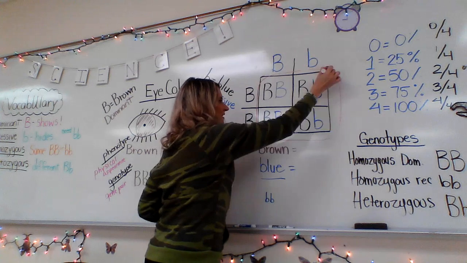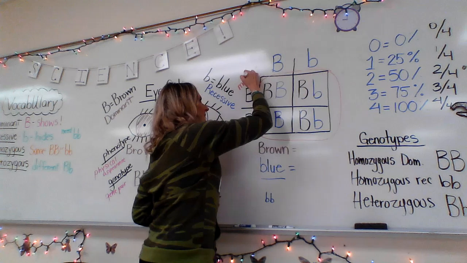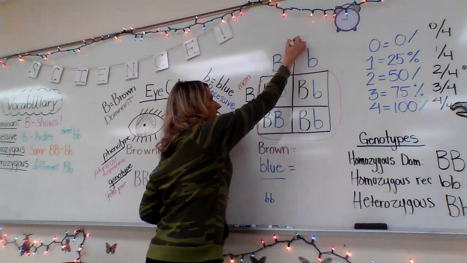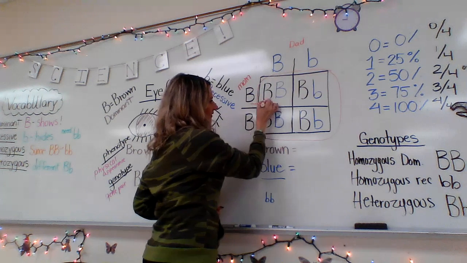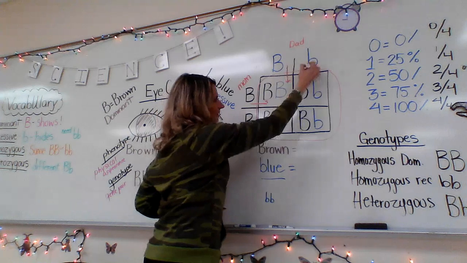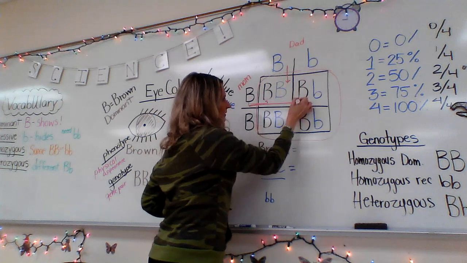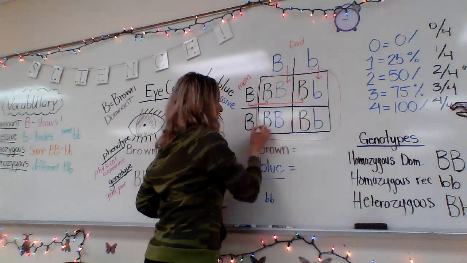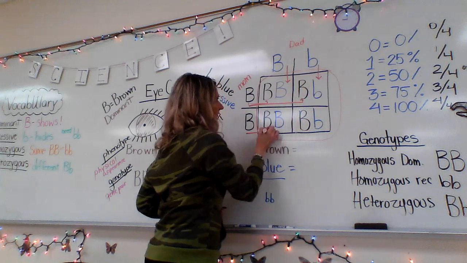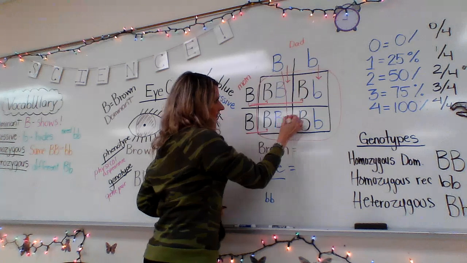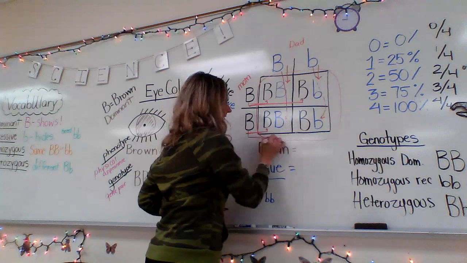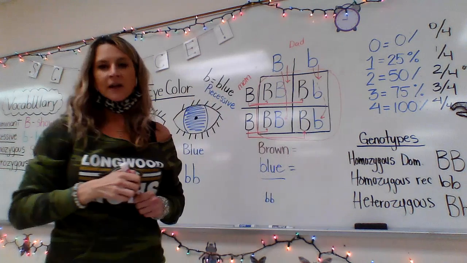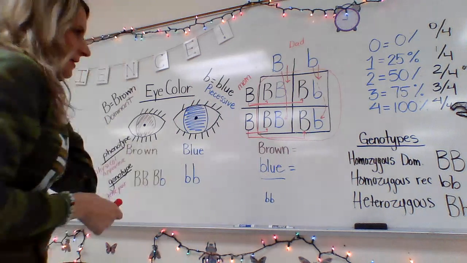This is my possible offspring. This was mom, this was dad. So this shows you what are the choices mom can give and dad can give. Dad's over here and mom's over here. Okay, that's where that comes from. Okay, so now I'm going to do the options.